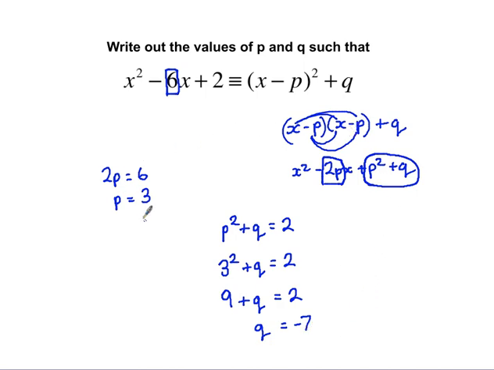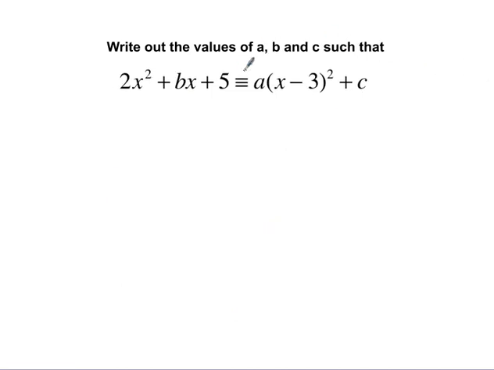So the values to make this statement always true are that p is 3 and q is minus 7. Yep, another similar example that we can set about in exactly the same kind of way, just a little bit trickier. Now, we're going to begin exactly the same way by manipulating this right hand side.